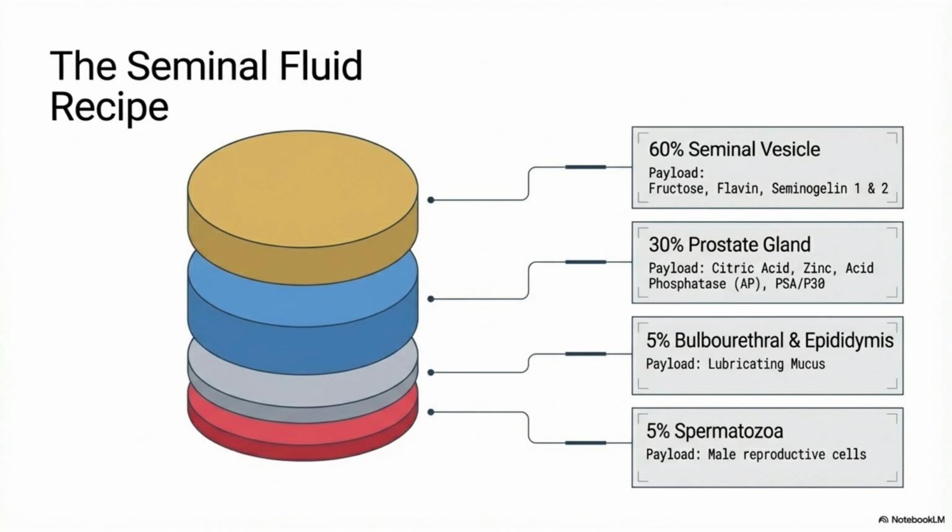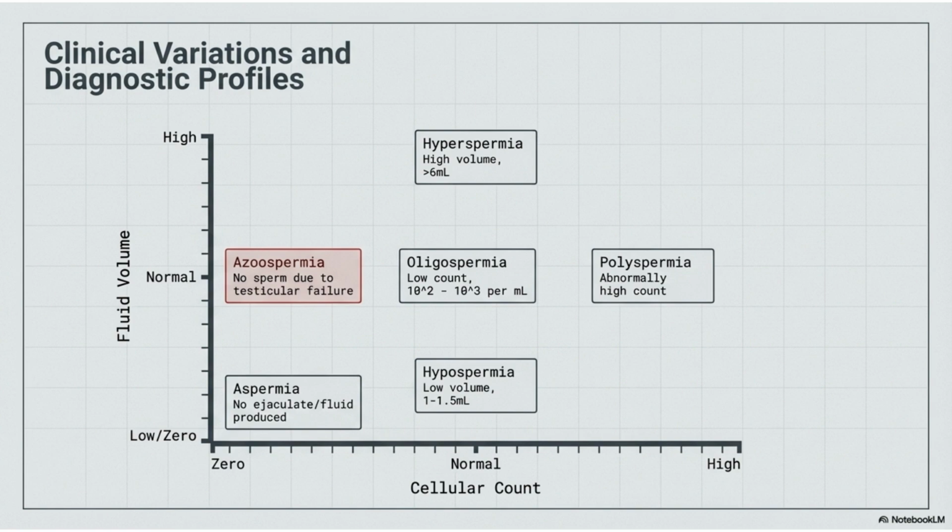Seminal fluid is composed of contributions from the seminal vesicle, prostate gland, bulbourethral gland, epididymis, and spermatozoa, each contributing unique components. Clinical variations are defined by fluid volume and cellular count. Conditions like aspermia and azoospermia have zero or low fluid and sperm, while hyperspermia and polyspermia show high volume or count.